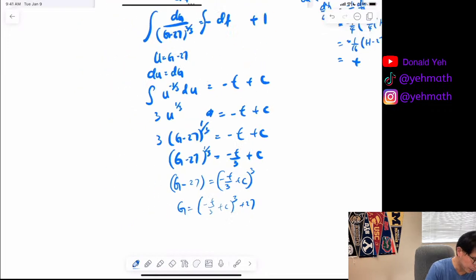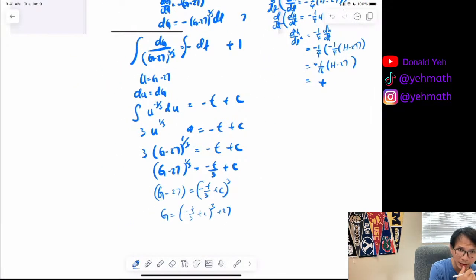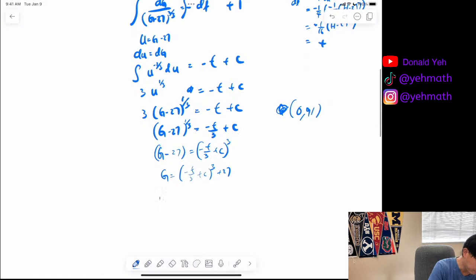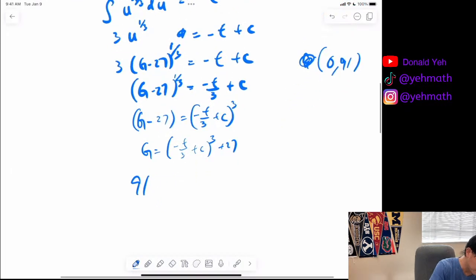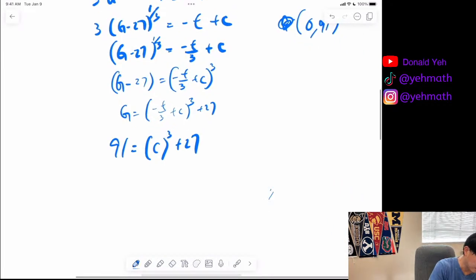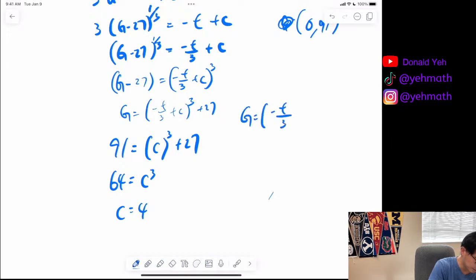And I need to figure out what the initial condition is. What is the initial condition? 91 and 0? 0 and 91, right? So 91 equal to c to the third plus 27. And this is 64, I think? And c is equal to 4. So g is equal to negative t over 3 plus 4, cubed, plus 27.